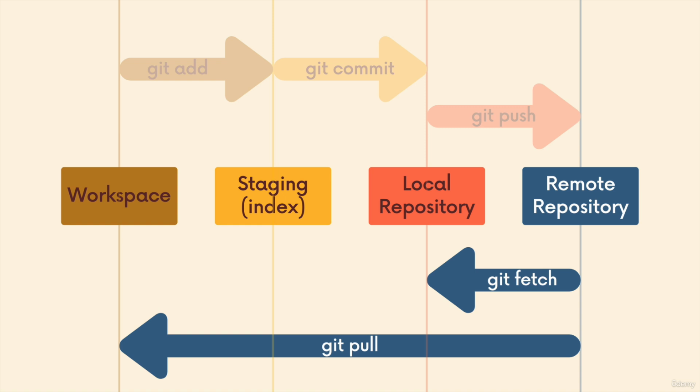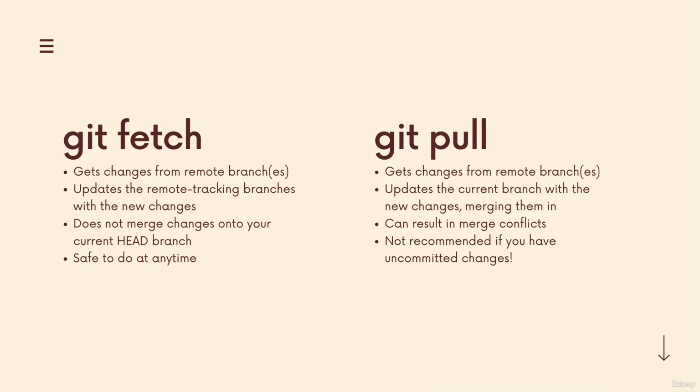All right, so that about wraps up fetching and pulling. Hopefully this diagram makes more sense now. When we fetch, we're getting changes from a remote repo, but they're not integrated into our workspace. When we pull, we get those changes from the remote repo, and then they are merged into our current head branch. Where we pull from matters. And that brings me to the last slide. Fetch gets changes from a remote branch or branches, updates the remote tracking branches with the changes, does not merge anything into your current head branch, and it's safe to do at any time. It's not going to screw up any work that you're doing.